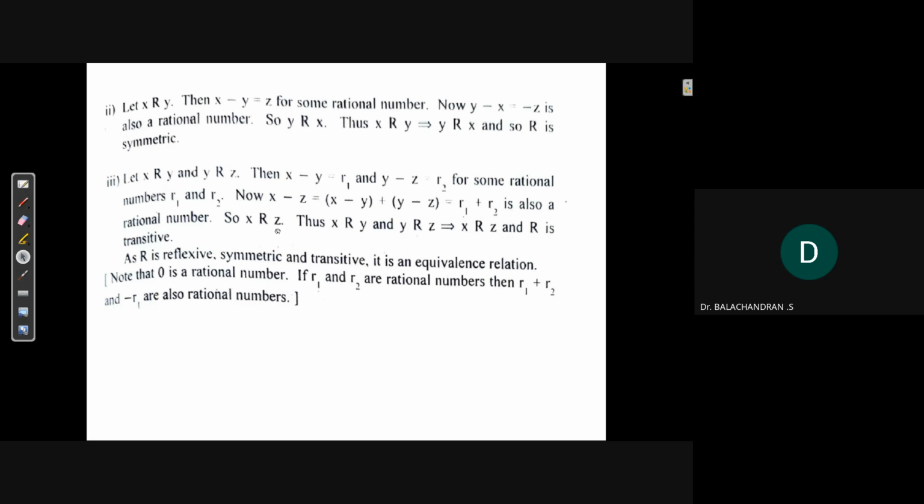Hence R is transitive. So we proved it is reflexive, symmetric, and transitive, and hence this relation is an equivalence relation.